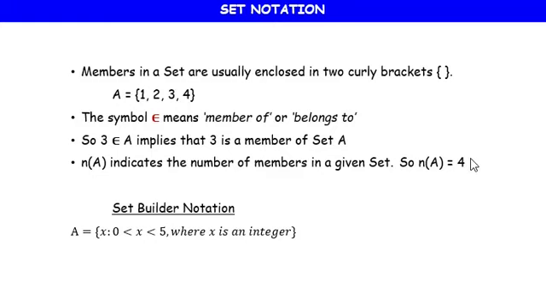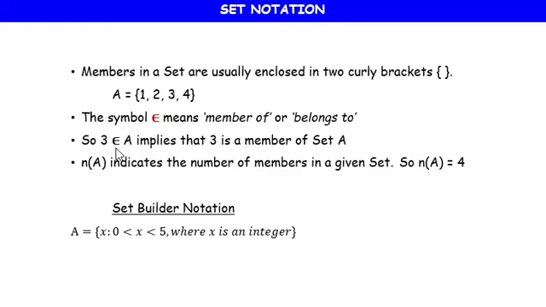Let's look at other notations. This symbol here, which looks like a capital E, means member of or belongs to. So if you see in your book an inscription such as 3 followed by this symbol and then A, how do you interpret this notation? We said this symbol means member of or belongs to. So what this means is that 3 is a member of set A, where A represents the set. That is how we interpret this notation.